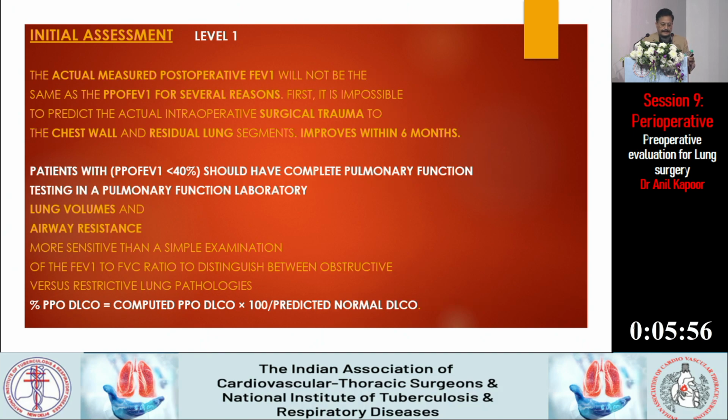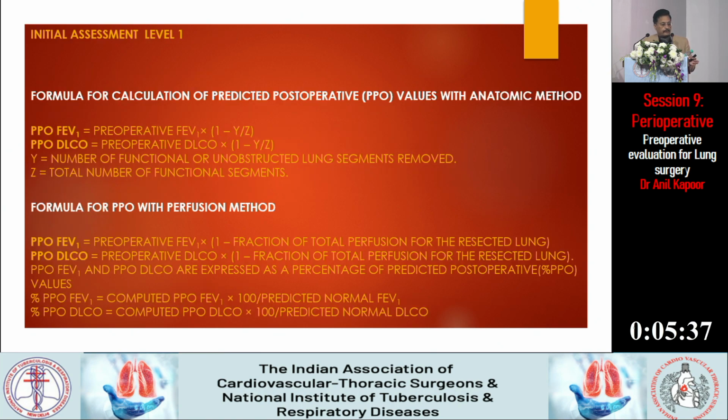Patients with predicted FEV1 values less than 40% should be subjected to a complete pulmonary function test in the pulmonary lab for lung volumes and airway resistance. The formula for estimating the predicted post-op value for FEV1 and DLCO in cases of lobectomy should be calculated by the anatomic method. But for pneumonectomy, it should be calculated on the basis of the perfusion method. And there are different formulas which are available.